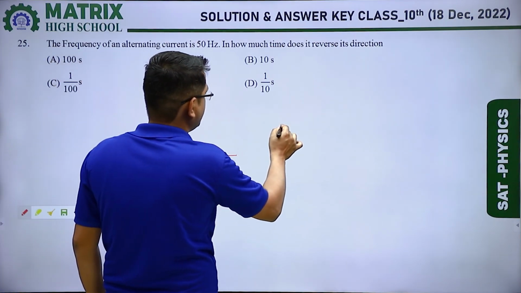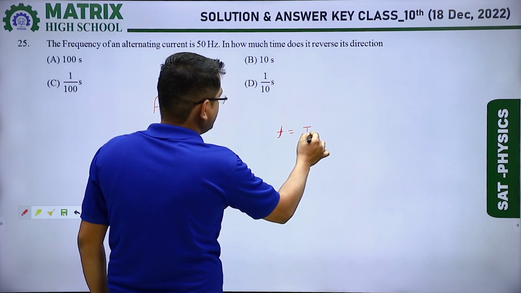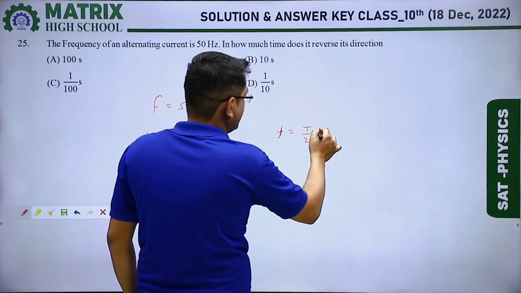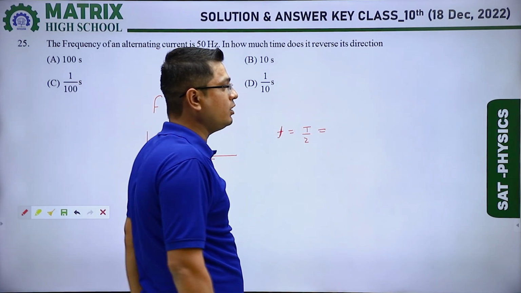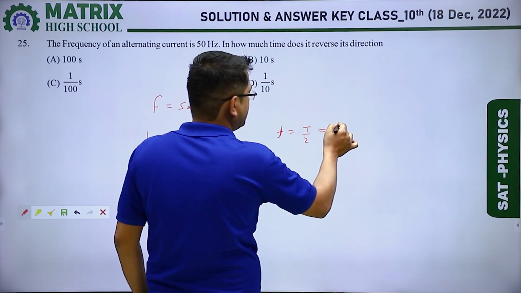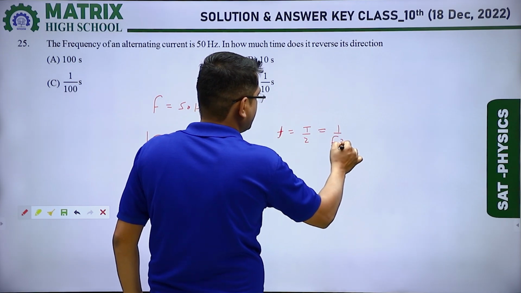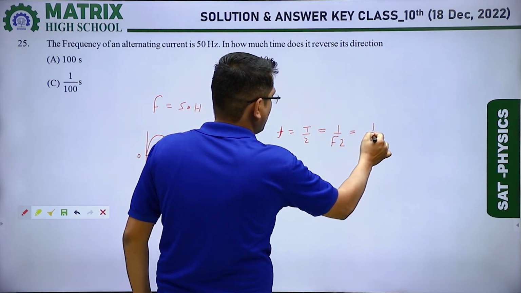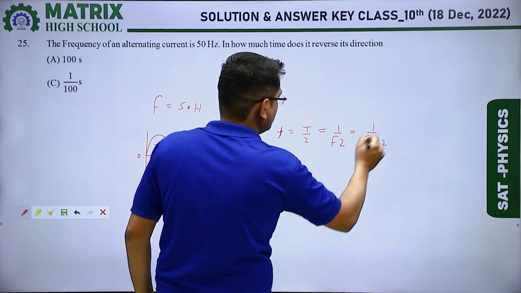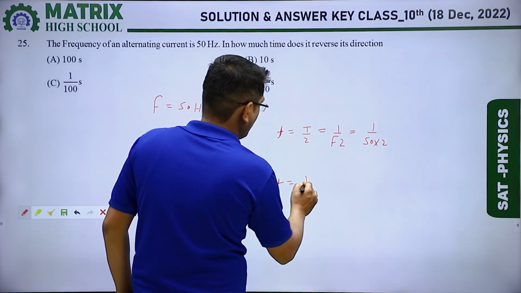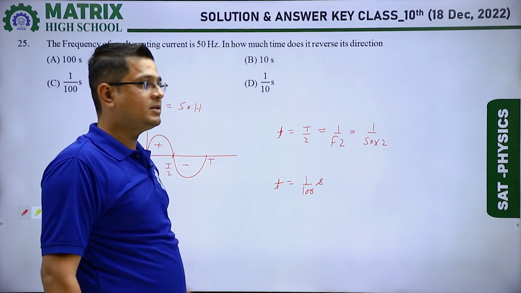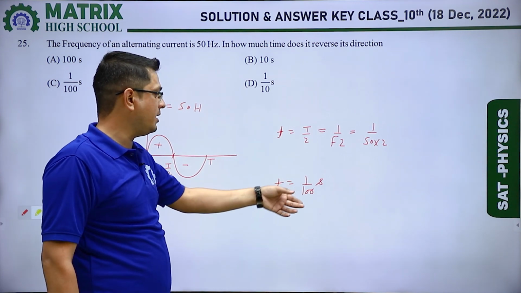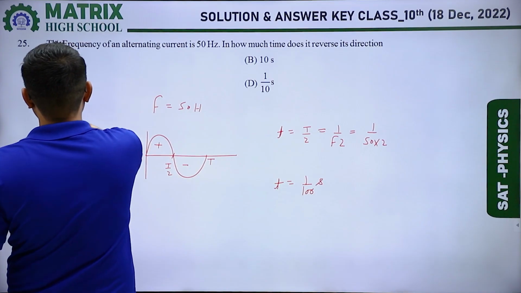So the time is given by capital T divided by 2. We know that the inverse of the time period is called frequency, or vice versa. So T can be written as 1 upon F multiplied by 2, which we can write as 1 upon 50 multiplied by 2, which becomes 1 by 100 second. So AC reverses its direction in each 1 by 100 second. So the correct answer will be option C.